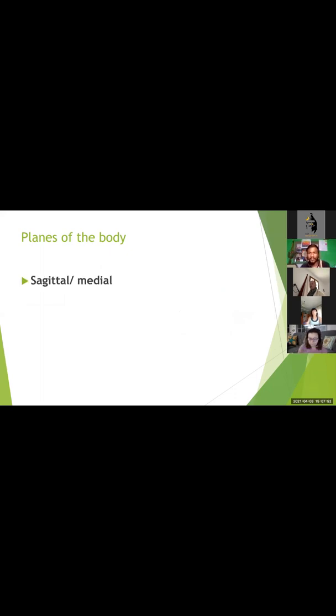First is the sagittal plane. Second is the coronal plane, not corona. It's the coronal plane, okay, which you can also call the frontal plane. I will explain and show you the picture. And this is the transverse plane. So mainly we have three planes. In these three planes, we always move our body. Sagittal, you can say medial. Coronal, you can say frontal. And transverse is known as the axial plane.